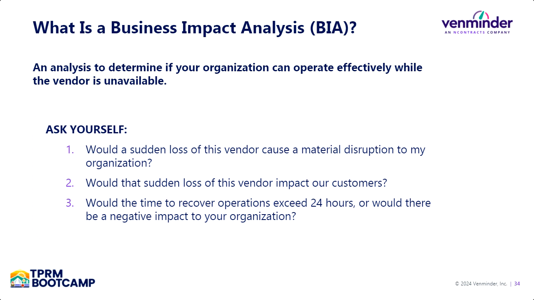Would that sudden loss of this vendor impact our customers? Would the time to recover operations exceed 24 hours? And would there be a negative impact to operations if it did? What is the RTO and RPO for them, and does it align to us? And so you're taking that BIA process that you've probably used internally for your own business continuity and turned onto the vendor relationship to identify what the impact is from a business perspective if they have a loss or an incident.